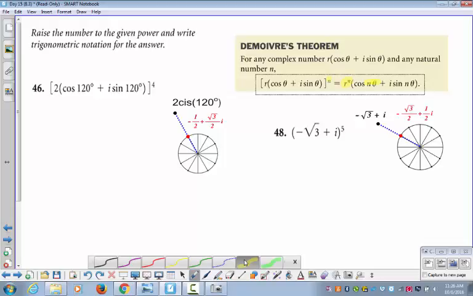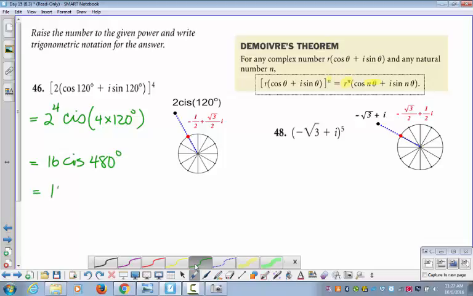All right. So here's a complex number raised to the 4th power. And according to De Moivre's theorem, we're going to get 2 to the 4th times cis of 4 times 120 degrees. 2 to the 4th is 16. Cis, 480 degrees. That's not between 0 and 360, so we subtract off 360, we get 120.